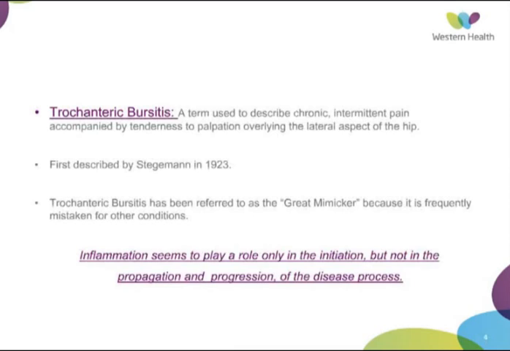This term may not be the right term to be used because the only time that inflammation is seen in all those tendinopathies or problems of the gluteal tendon is at the beginning of the process, and after that there isn't much inflammation present. So it's preferable to use the term tendinopathy rather than trochanteric bursitis.